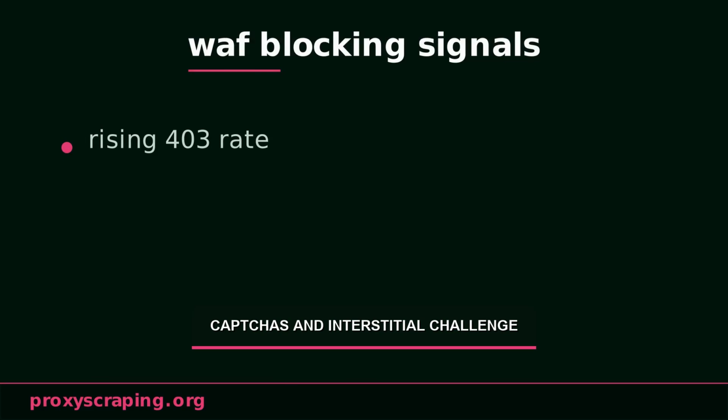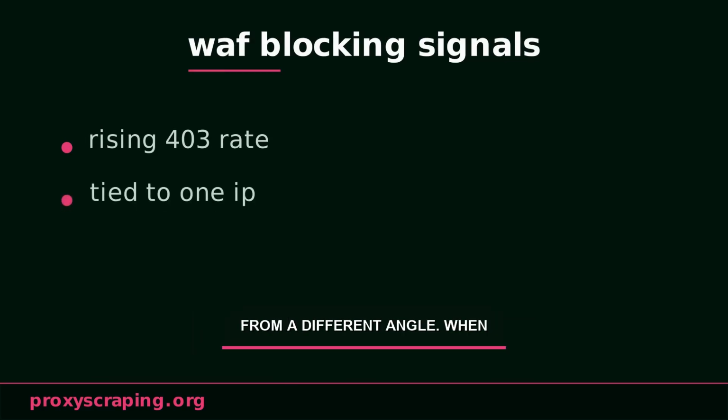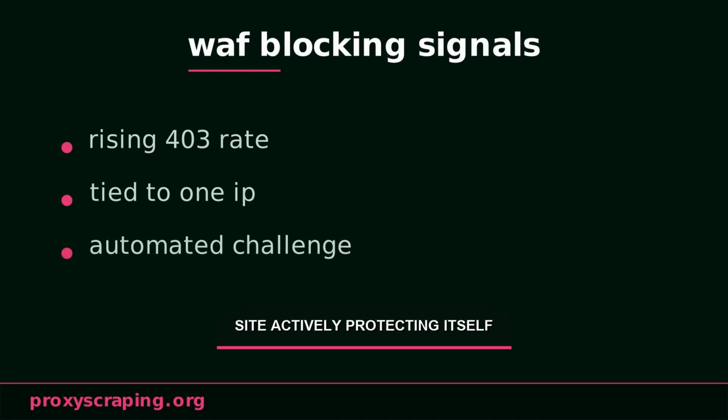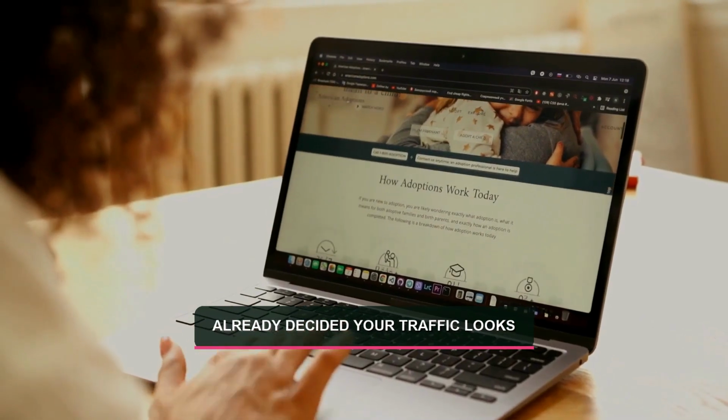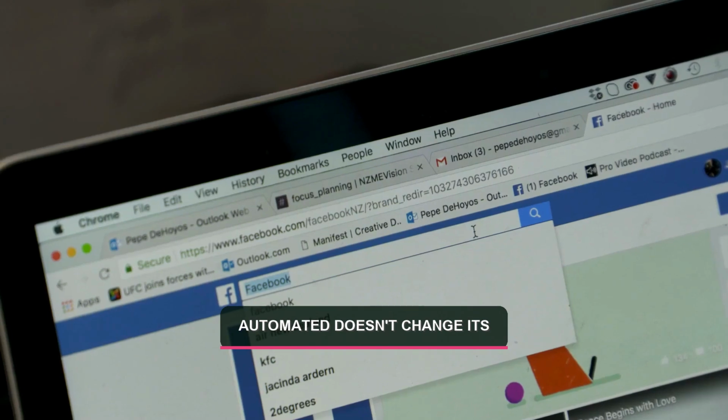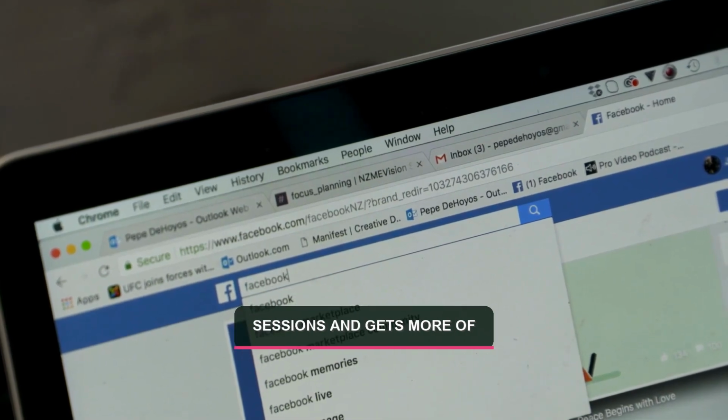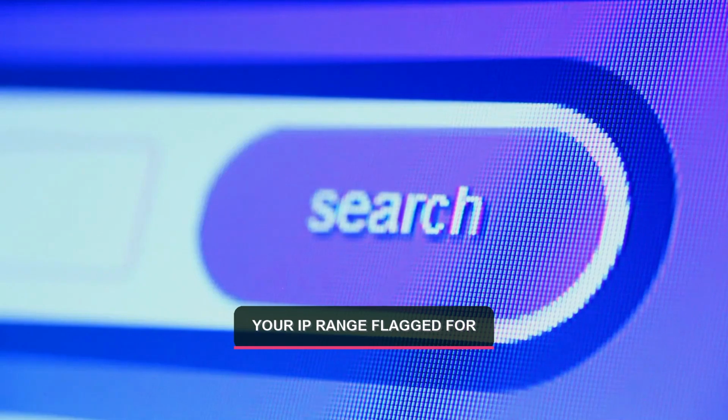Captchas and interstitial challenge pages are the same story from a different angle. When a site starts serving a challenge instead of the content you asked for, that's the site actively protecting itself from a traffic pattern it's classified as abnormal or automated. The correct read on that, from an operator's chair, is that it's a stop signal, not an obstacle to engineer around. Continuing to hammer a target that's already decided your traffic looks automated doesn't change its mind, it just burns more sessions and gets more of your IP range flagged for nothing.